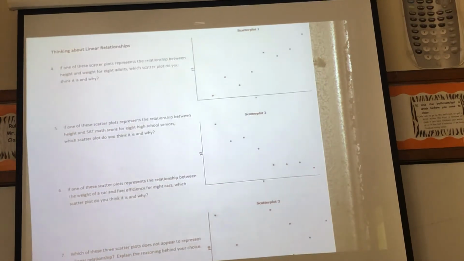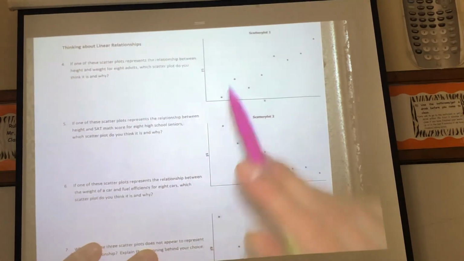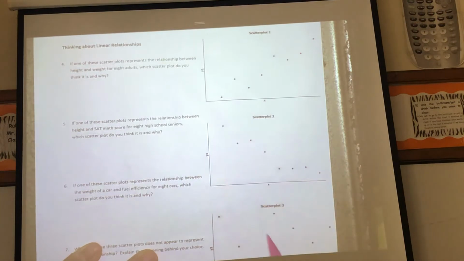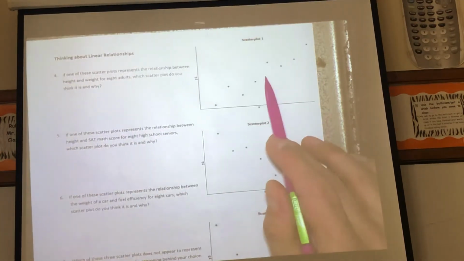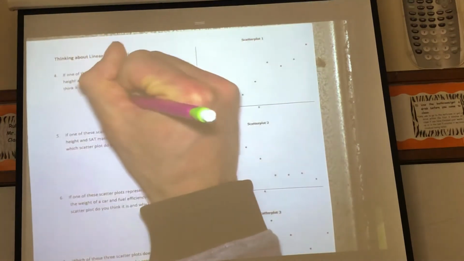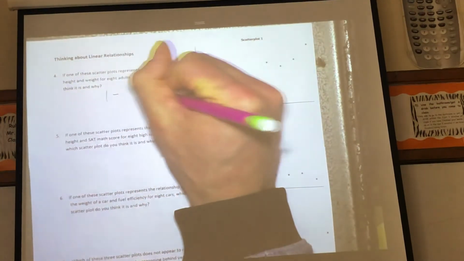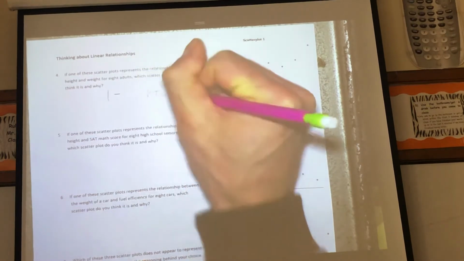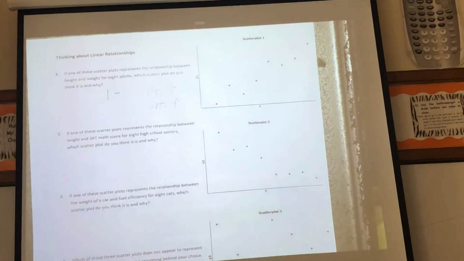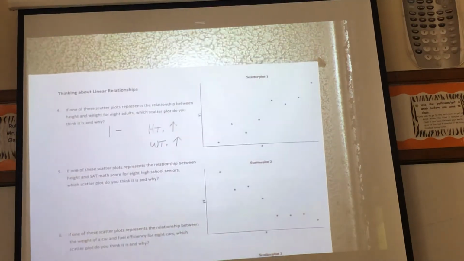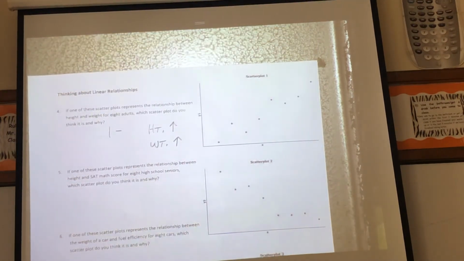Well, for adults, generally, and this isn't always, but as height increases, so does weight. So we're looking for a positive relationship. I would say that choice 1 would be it, and that's because as height is increasing, weight is also increasing. Now, obviously, it's not a perfect relationship because otherwise it would be a straight line, and a scatter plot will not always have a perfect straight line for a relationship.